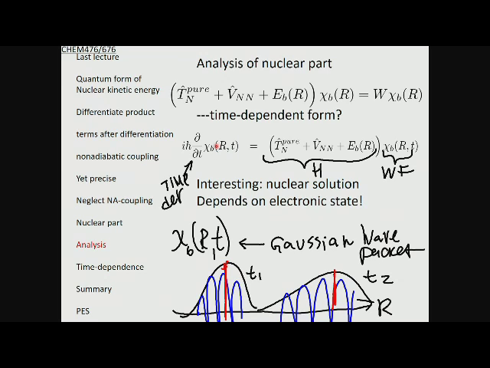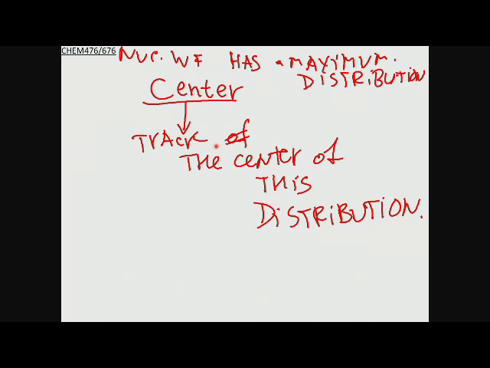So actually what we want to do, we want to merge together our classical path approximation, our limit of very narrow wave packet, and the idea that nuclei obey the time-dependent Schrödinger equation. If we fuse these two ideas together, then instead of equations for propagating nuclear wave packets in time, we will have only equations for propagating the central point of the wave packet. So it will be equations which are very, very similar to the Newtonian equations of motion from classical mechanics.